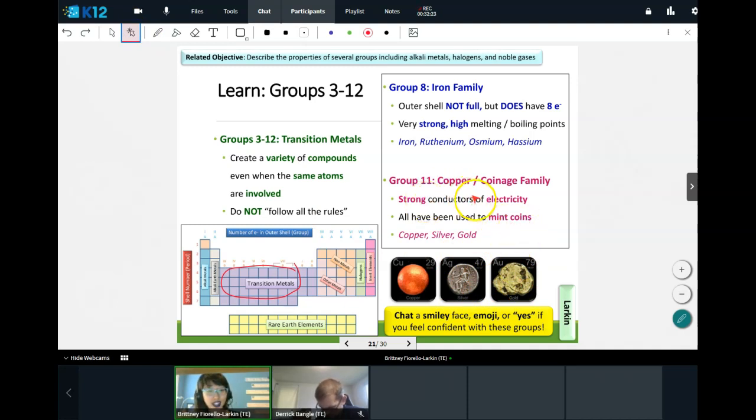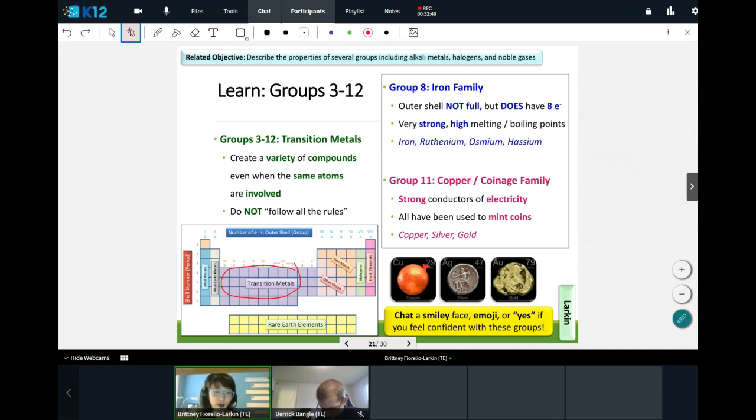But not only that, they are also strong conductors of electricity. Now, we don't use silver and gold very often in our electronics because they're very expensive, and if we do use them, we use them in small amounts. But we use copper all over the place. All of the wires in your house are probably made from copper because copper is cheap and it's also an excellent conductor of electricity. Go ahead, give me a smiley or an emoji in the chat if that makes sense.